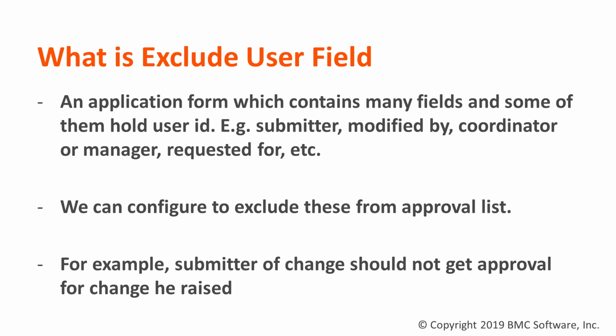So if you want to exclude such a user from the approval list, then you can configure this exclude user field in the approval process. For example, we don't want a submitter to approve his own request, so you can use submitter as the exclude user field in the approval process definition.